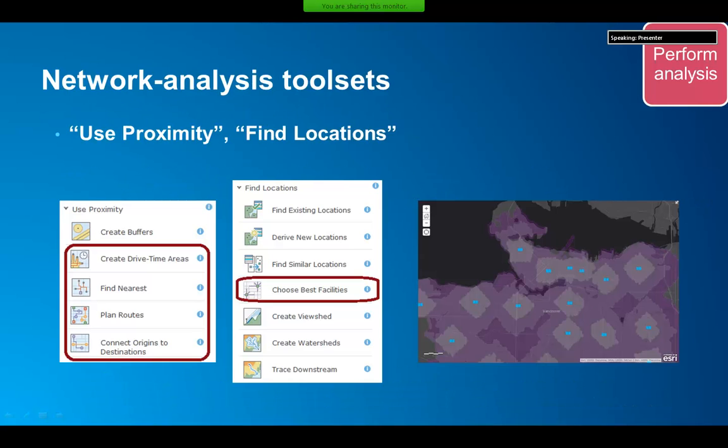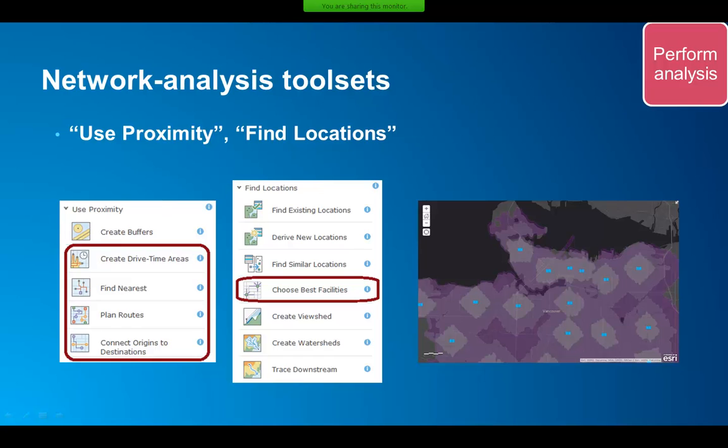Network analysis tools within ArcGIS Online mostly consist within the Use Proximity toolbox. This toolbox contains the following tools: Create Drive Time Areas, which is similar to creating service areas in ArcGIS for Desktop; Find Nearest, which is similar to the Closest Facility tool; Plan Routes, which allows you to solve a routing problem with destinations and any number of vehicles that need to meet the destinations; and Connect Origins to Destinations, which performs an origin-destination analysis, connecting all pairs of origins and destinations.